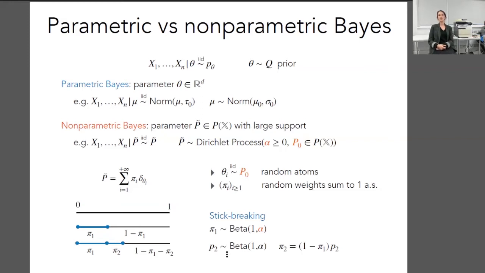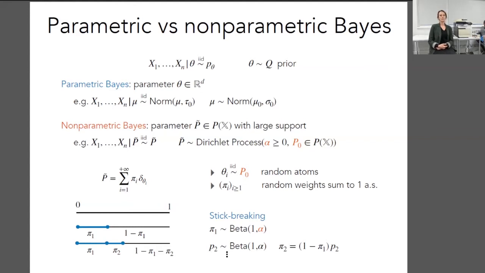So first of all, these random probabilities are almost surely discrete, so that in practice, it suffices to specify the law for a set of atoms and a set of weights, which of course have to sum up to 1. And with the Dirichlet process, this specification is quite straightforward. So the atoms will simply be IID from a given base probability measure. And then as for the weights, their specification is a bit less straightforward because of the fact that they have to sum up to 1. So they are independent from the atoms.